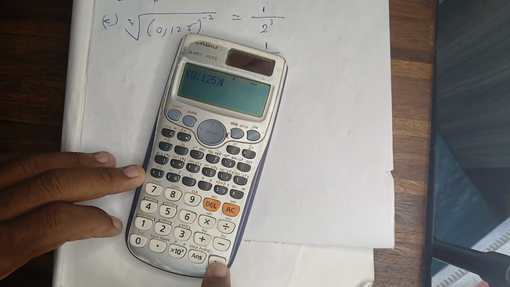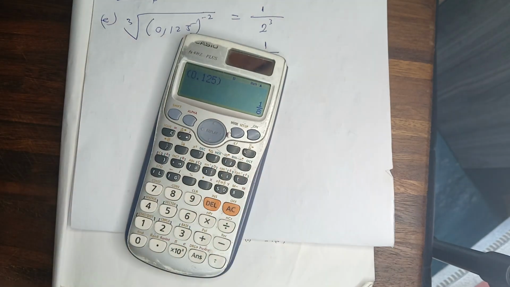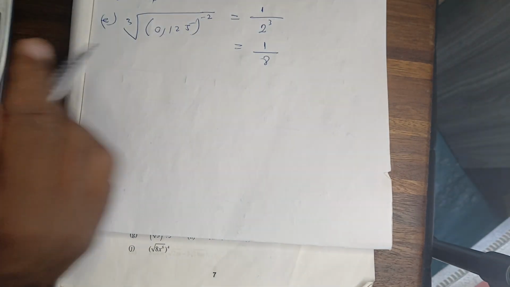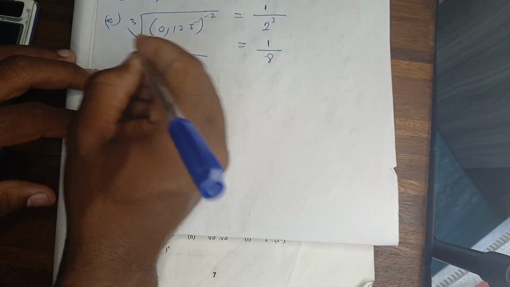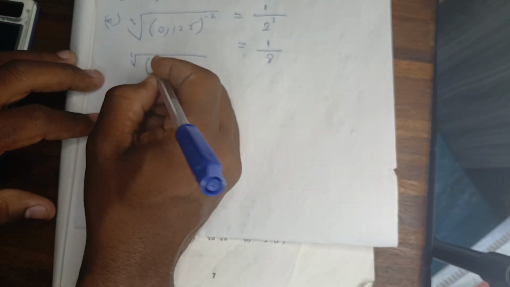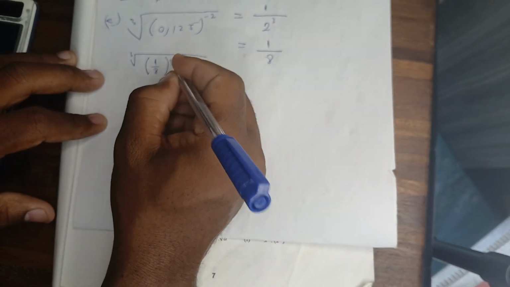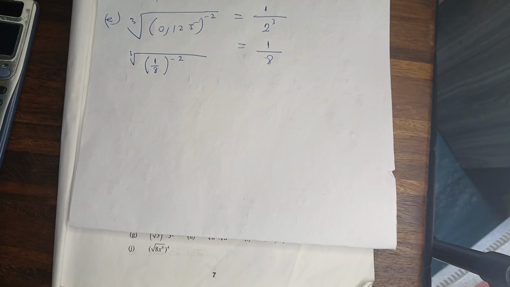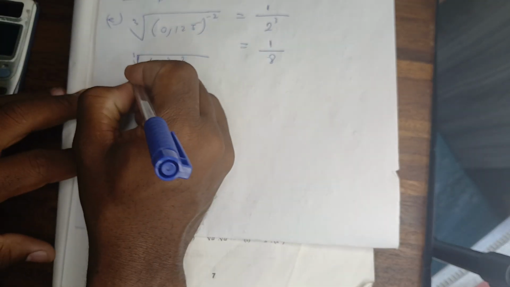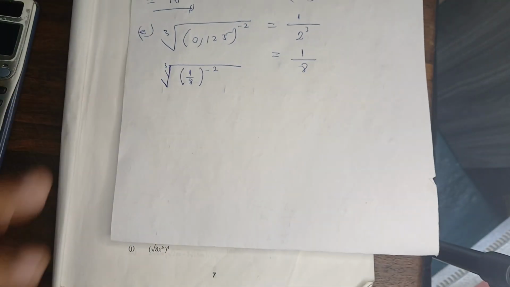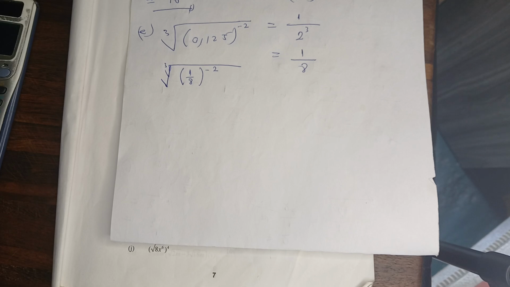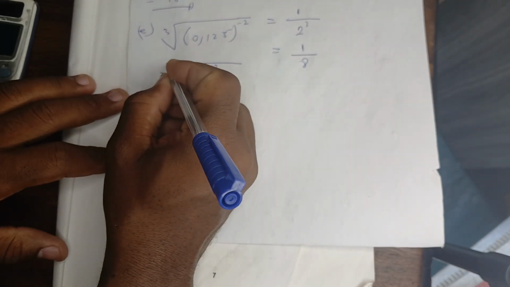0.125, like this. So can you see you're going to get 1 over 8. Then from there, remember that the square root sign is still there, so you are going to get 1 over 8 to the exponent -2, like this. Okay, let me make it bigger. Oh, there's a 3 here, sorry.